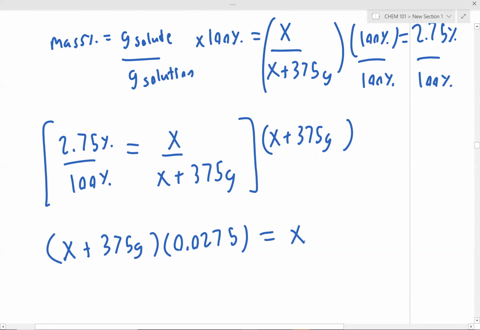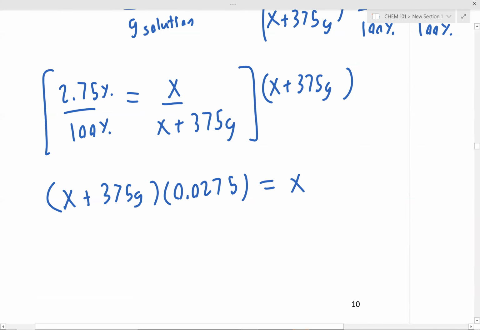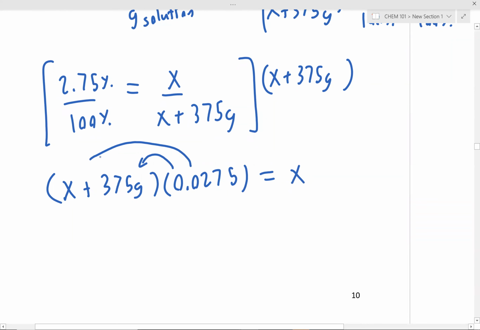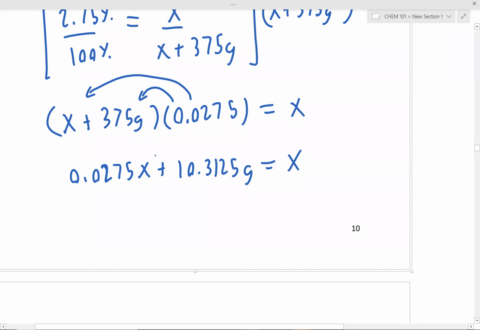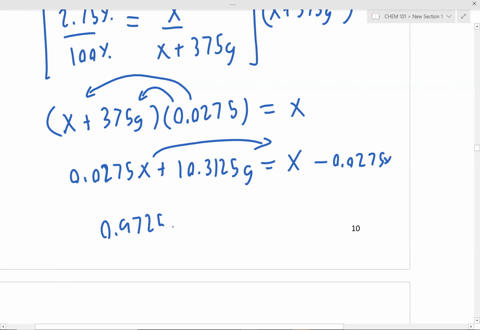Okay, so this is just algebra, but I'm showing the steps for each portion. I'm then going to distribute each of the terms, so 0.0275x plus 10.3125 grams is equal to x. I'm then going to move this x term to the left-hand side via subtraction. And we get 0.9725x is equal to 10.3125 grams.